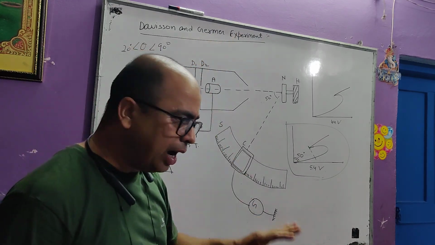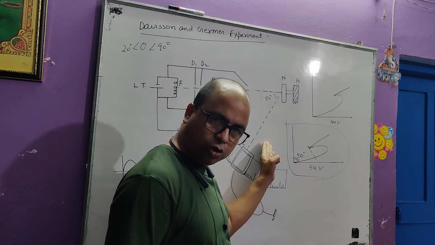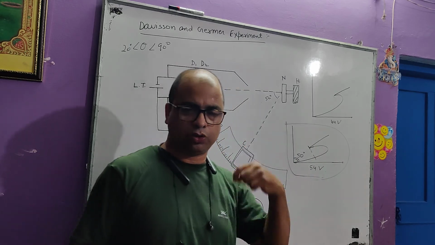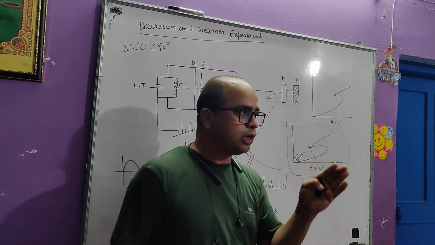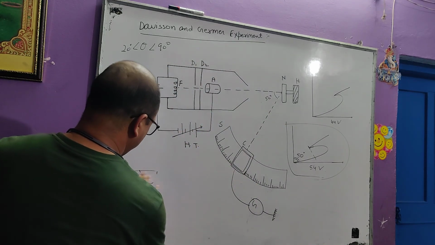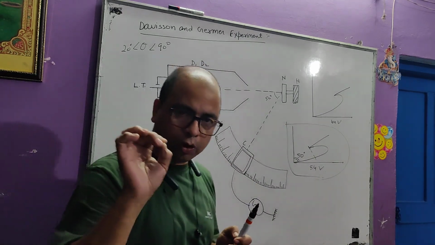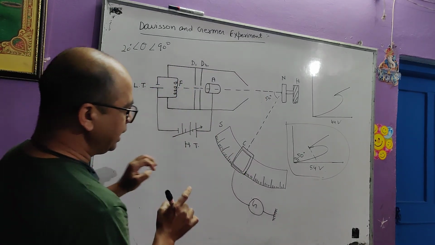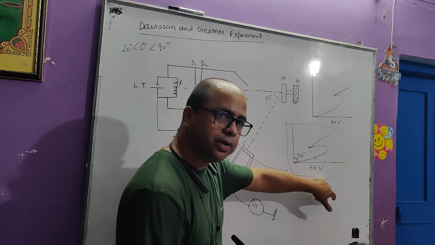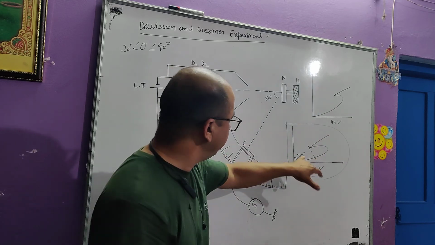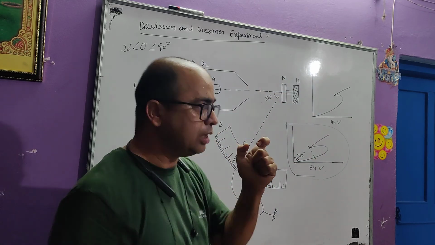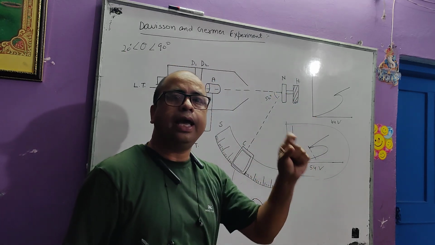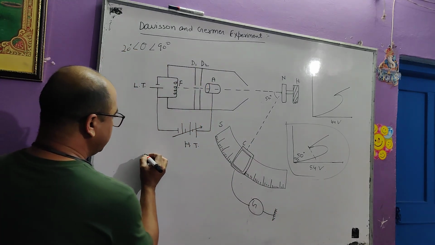Davison and Germer found the wavelength of electron by considering it as a particle as well as a wave. Using the de Broglie formula, the de Broglie wavelength of electron means considering the electron as a particle. When the applied potential was 54 volt, they found the wavelength of the electron by considering it a particle.